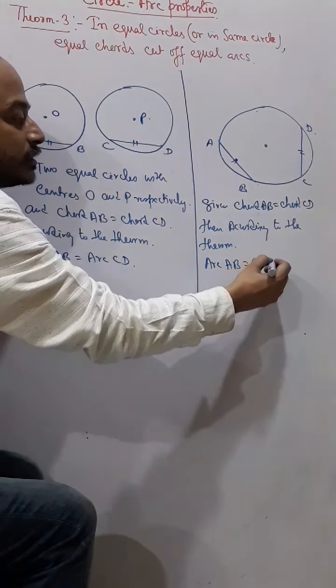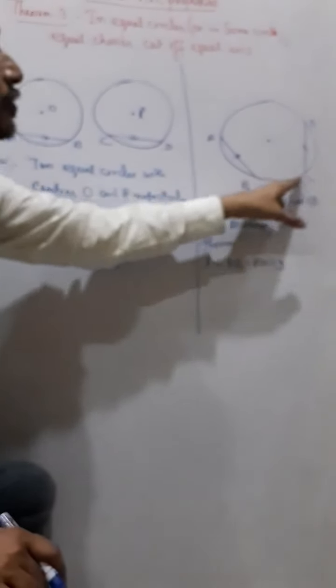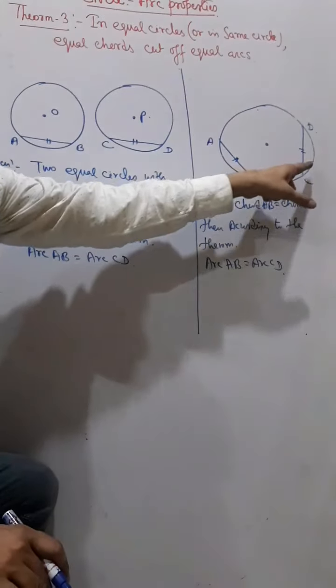Now when I say arc AB is equal to arc CD, that means I am talking about the minor arc also, and the major arc also. So if you think this way, then this arc is equal to this arc, and you can also say major arc AB is also equal to major arc CD. Okay?